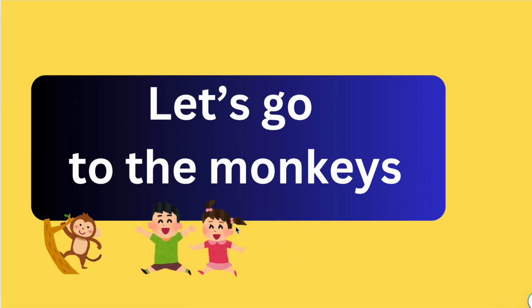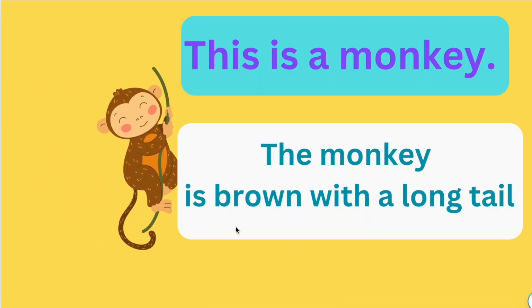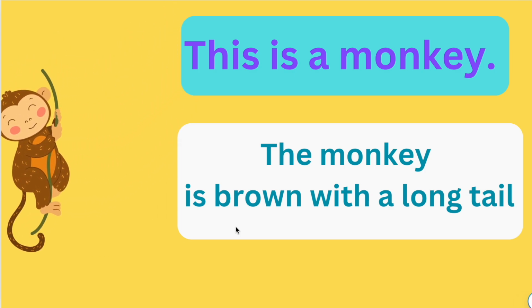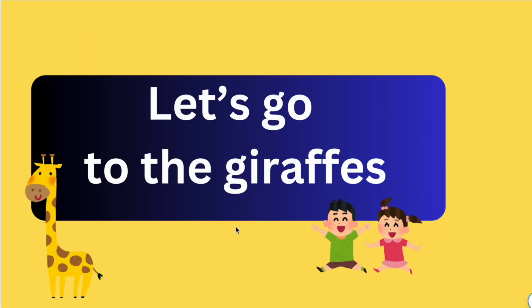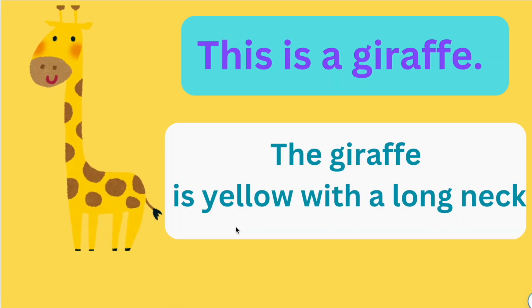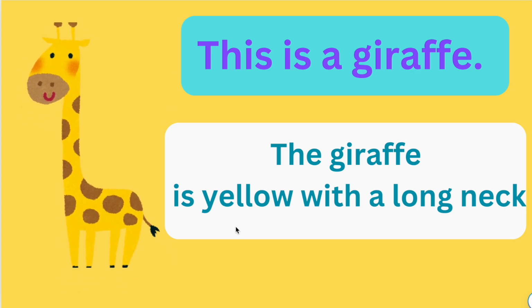Let's go to the monkeys. This is a monkey. The monkey is brown with a long tail. Let's go to the giraffes. This is a giraffe. The giraffe is yellow with a long neck.